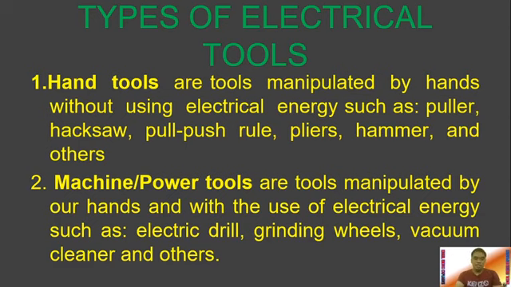Then we have machine or power tools. These are tools manipulated by our hands and with the use of electrical energy. Examples of these are electric drill, grinding wheels, vacuum cleaner, and others. Machine tools are still manipulated by hands, but compared to hand tools, machine tools utilize electrical energy or electricity in order for the tools to work in their proper function.